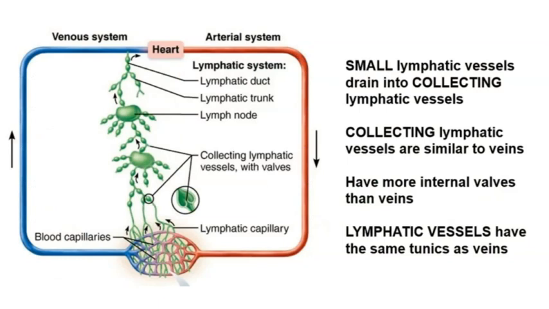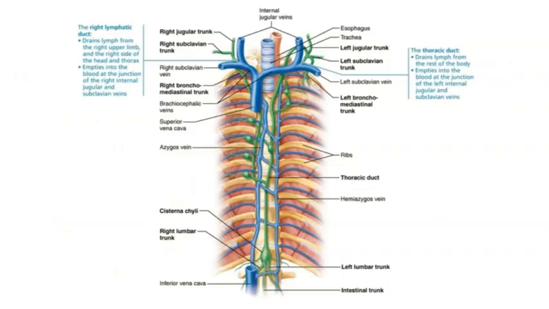So small lymphatic vessels and lymphatic capillaries drain into what are called collecting lymphatic vessels. The collecting lymphatic vessels are very similar in structure to veins, with the exception that they have more internal valves than veins do. The collecting lymphatic vessels also have the same tunics in their walls that veins do. We see that these collecting vessels drain into the lymphatic ducts, and the lymphatic ducts return fluid back to the veins. So lymph, as we mentioned earlier, is eventually drained into two large ducts in the thoracic region, the right lymphatic duct and the thoracic duct.